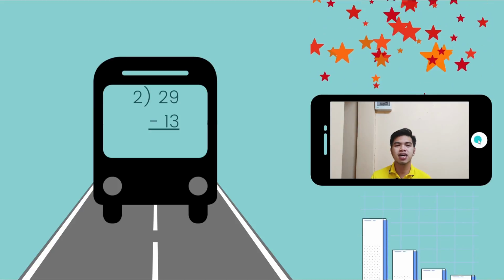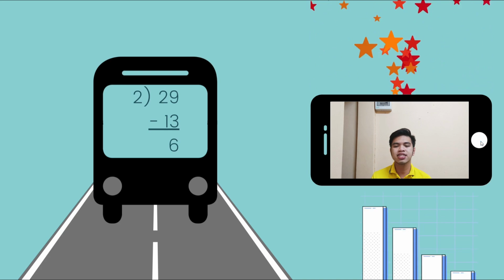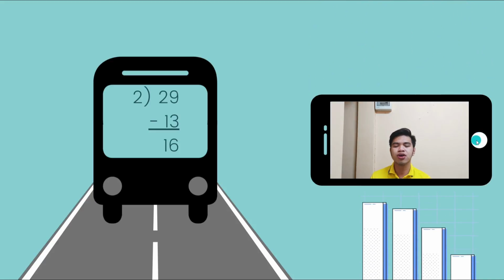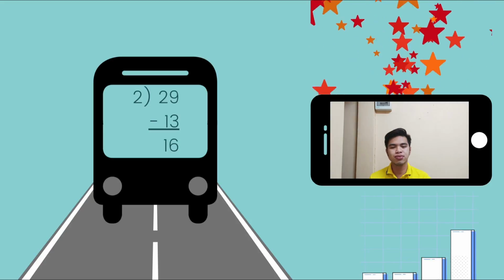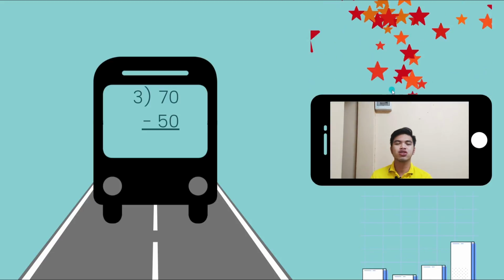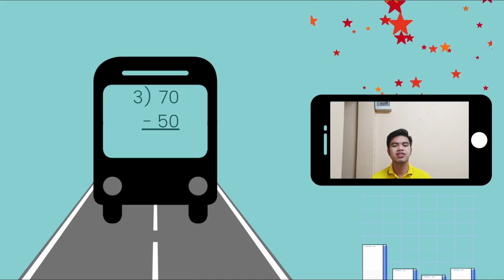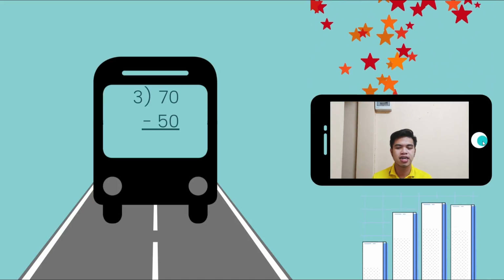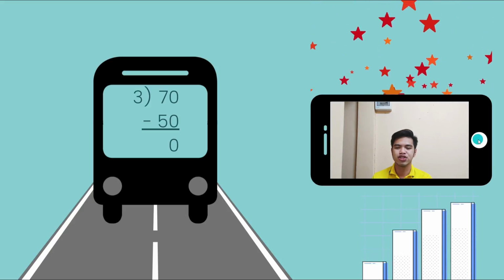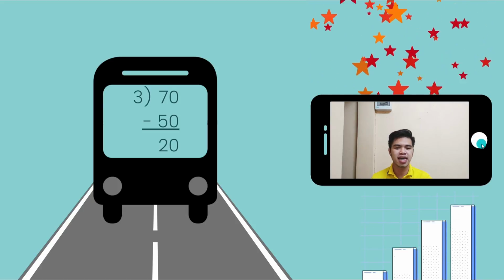We will begin first with the place value of ones. 9 minus 3 is equal to 6 and 2 minus 1 is equal to 1. Alright? Therefore, 29 minus 13 is equal to 16. Alright, very good. Next, number 3. So how do we subtract 0 from 0? So 70 minus 50. 0 minus 0 is equal to 0, of course. And then 7 minus 5 is equal to 2. Alright, so therefore 70 minus 50 is equal to 20.